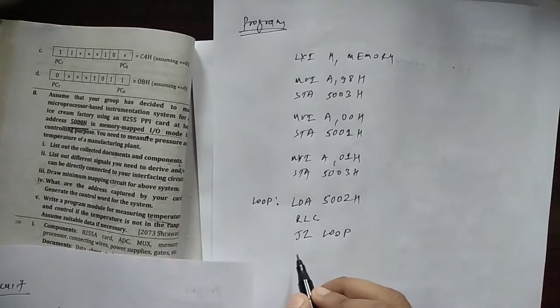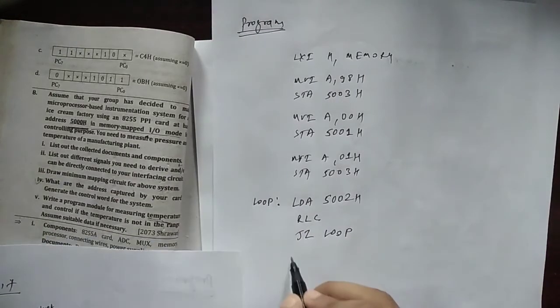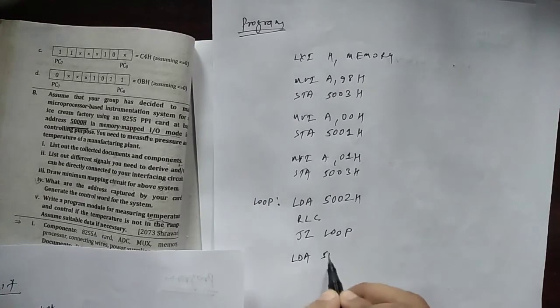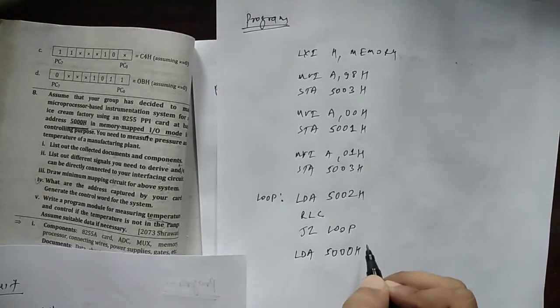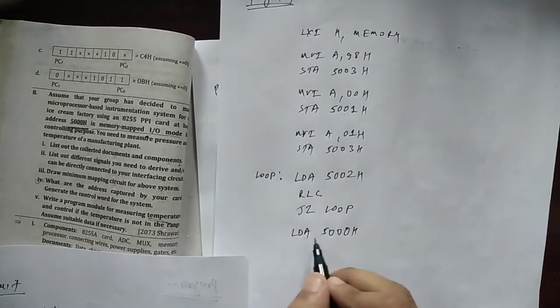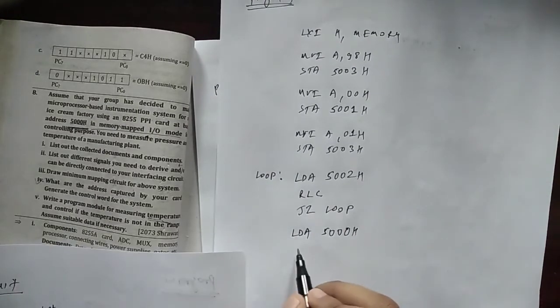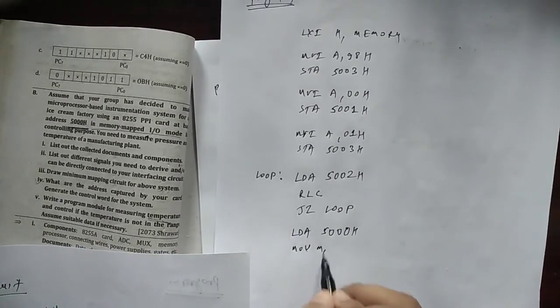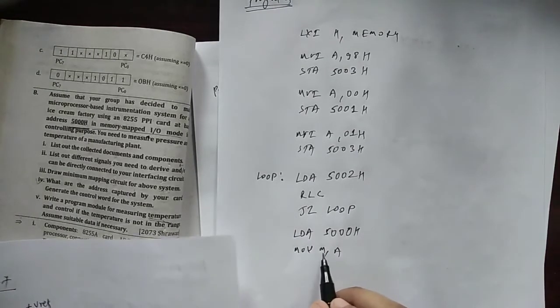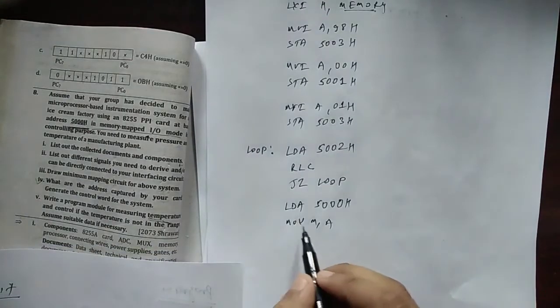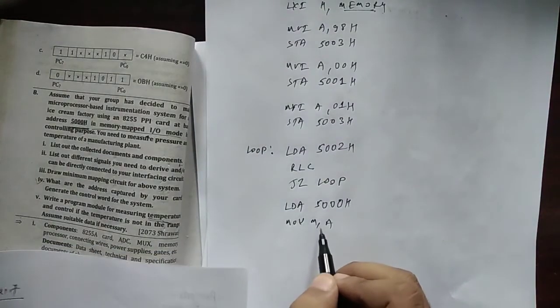The input port is port A, so LDA 5000H, because 5000H is the address of port A. Okay, now we have read the input from port A. Now we need to store it, so MOV M, A. We are basically transferring the read input from the accumulator to the address contained by this variable. Now we have stored the input.